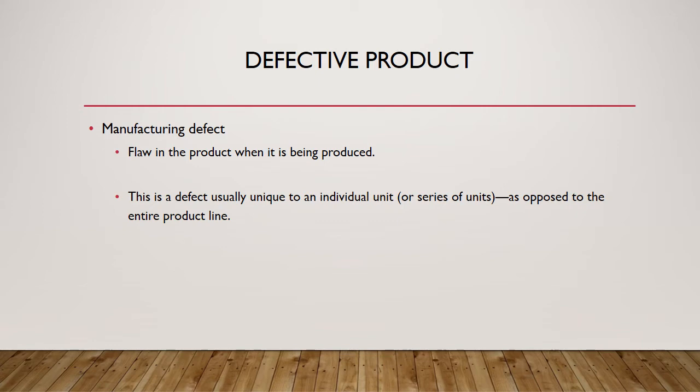Now let's look at some ways that a product is actually deemed defective. How could a product be defective? We have already talked a little bit about some of these in going through our examples, but let's hash them out. So you have a manufacturing defect. It means exactly what you would expect it to mean based on the title. There is some flaw in the product when it's being produced.